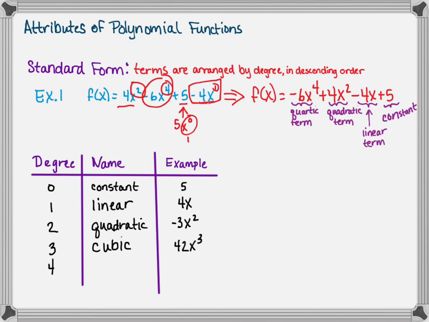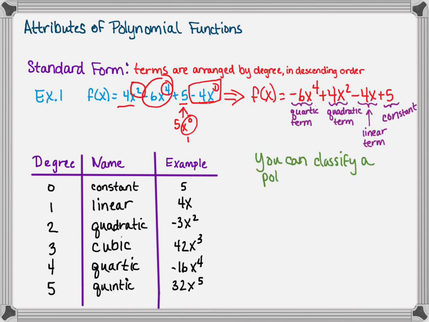A term with degree 4 is a quartic term, for example, negative 16x to the fourth. A term with degree 5 is a quintic term, for example, 32x to the fifth. And there may be other commonly used terms, but these are the ones that I most commonly hear. If other ones are used, I don't really hear them.